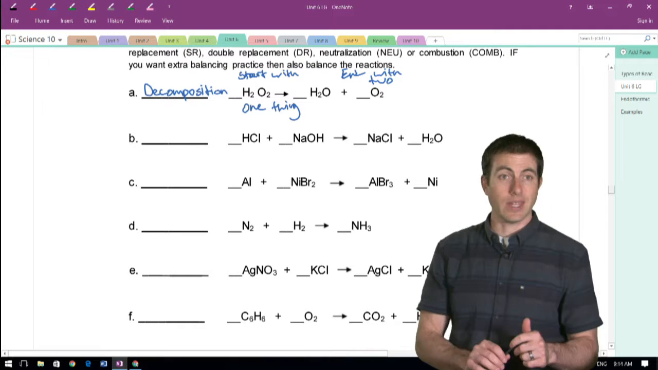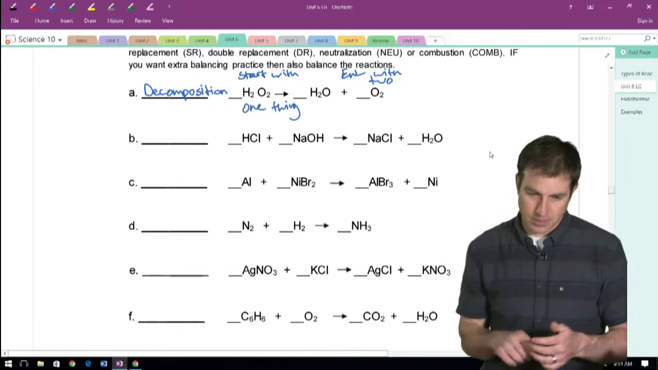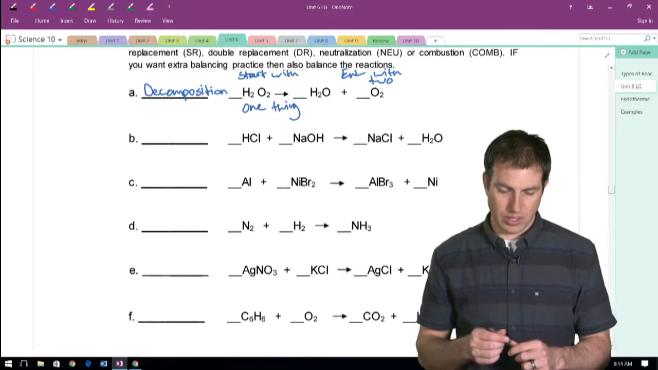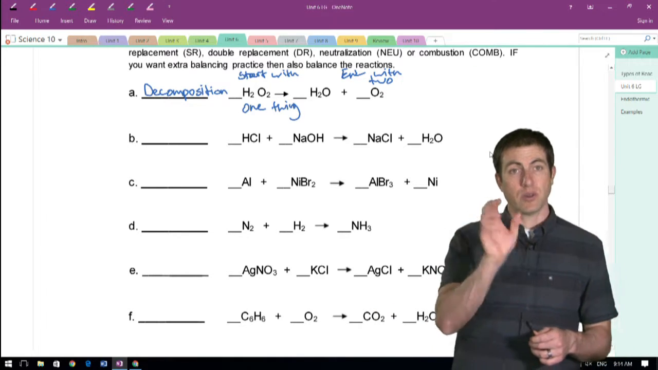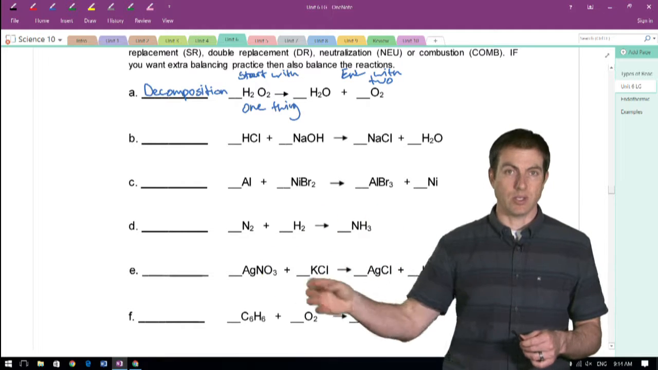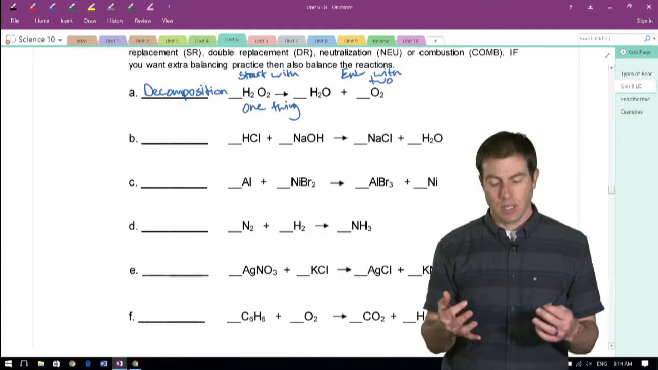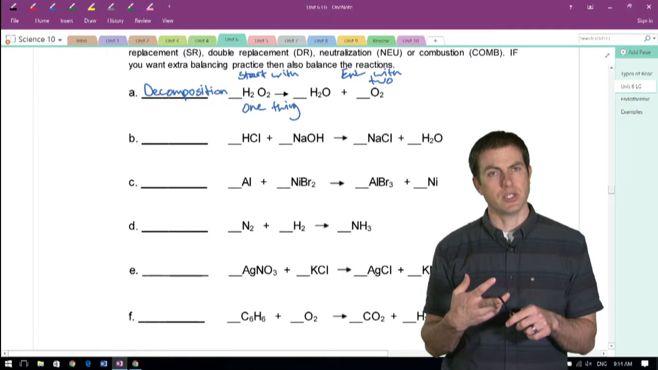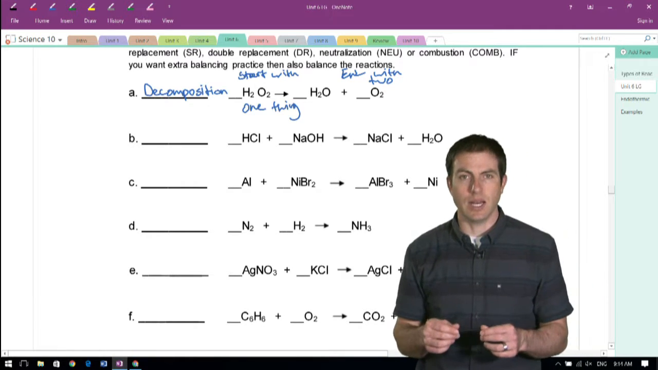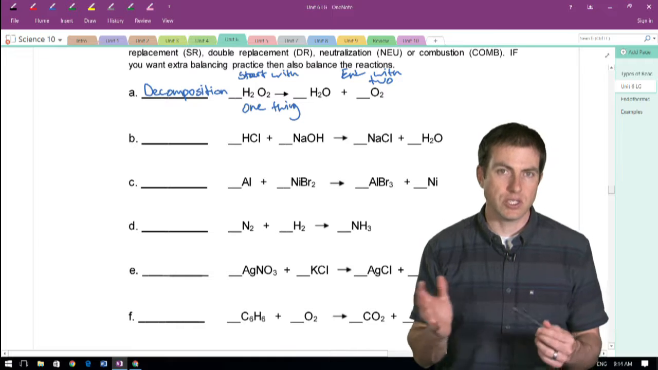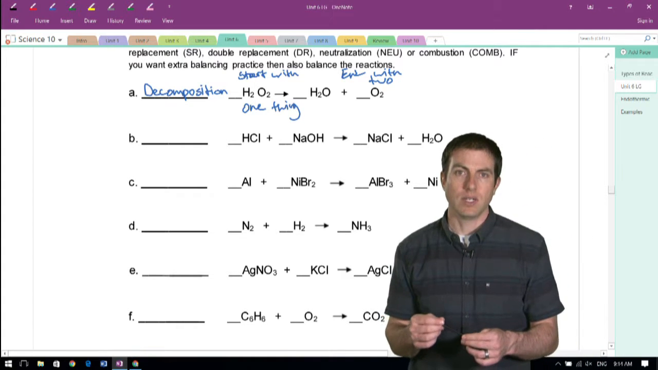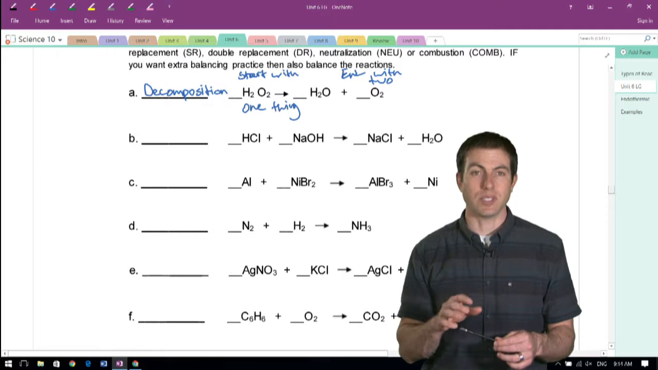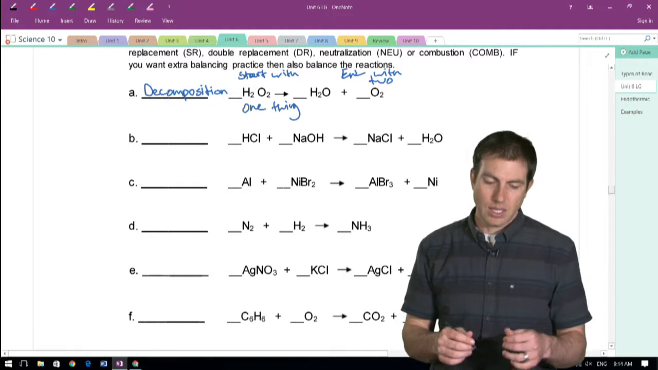All right, so other than the answer being wrong for the first one, there we go. The second one's a tough one. I'm just going to throw that out there. You're starting with a compound and a compound, ending with a compound and a compound. So you could have a double replacement, you could have a neutralization, or you could have a combustion. And it just so happens that a neutralization reaction is a very special type of double replacement.